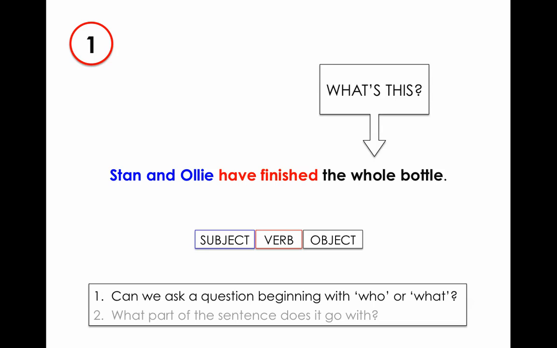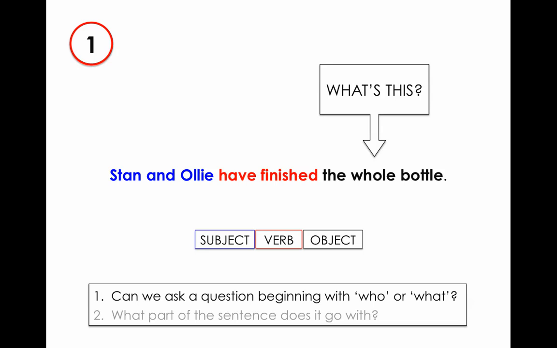Another way of thinking about this is to say that Stan and Ollie are the actors, finished is the action, and the whole bottle is the thing acted on. So if I say Stan and Ollie kicked a cat, a horrible example I know, Stan and Ollie kicked a cat, we've got the kicking, which is the action, we've got Stan and Ollie, which are the actors here, and we've got the cat, which is the thing acted upon.